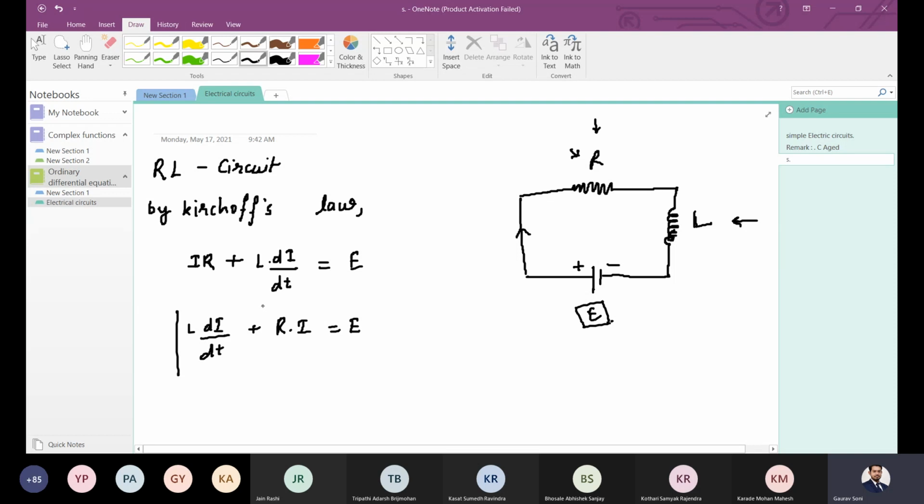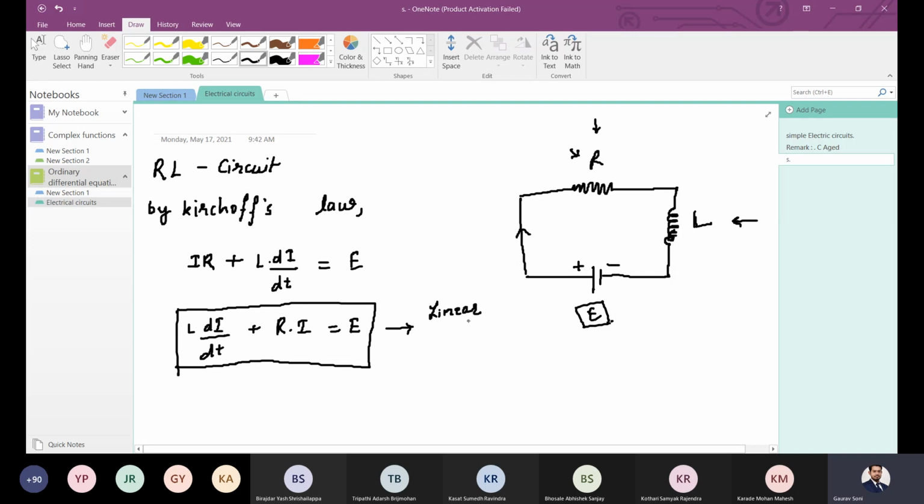So this is which type of differential equation? Linear, sir? Which differential equation is this? You have studied this. Please be quick. Sir, linear? A linear differential equation, exactly. So this is a linear differential equation.